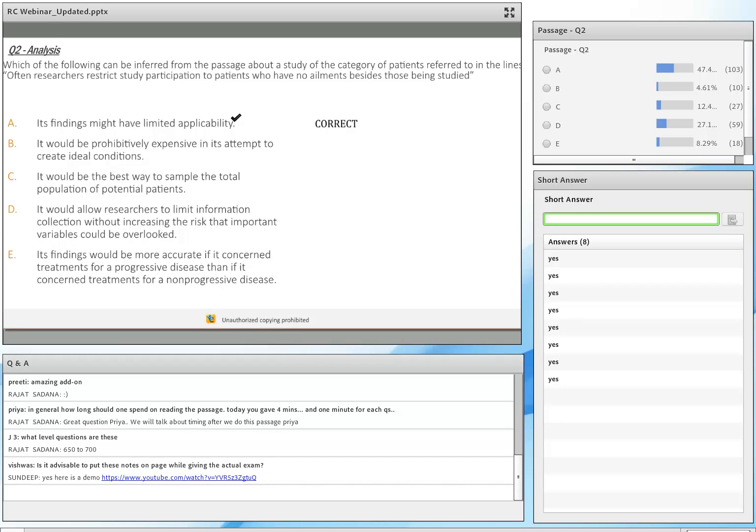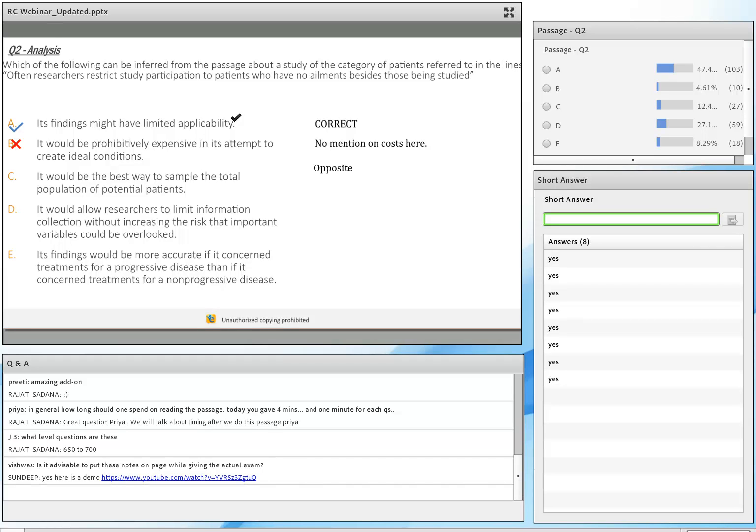Choice B says it would be prohibitively expensive in its attempt to create ideal conditions. We don't know anything about the cost of this. Choice C says it would be the best way to sample the total population of potential patients. Absolutely opposite. The author really says we should broaden the trial to get a more representative sample. So it's quite the opposite.